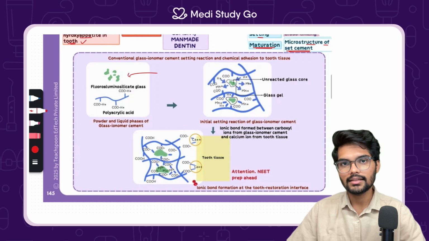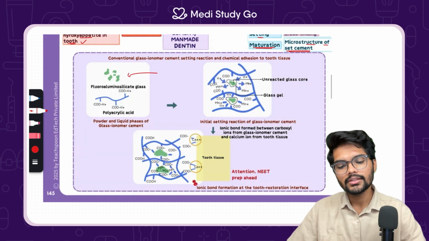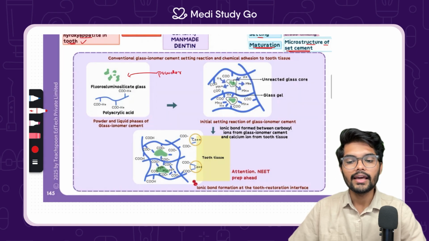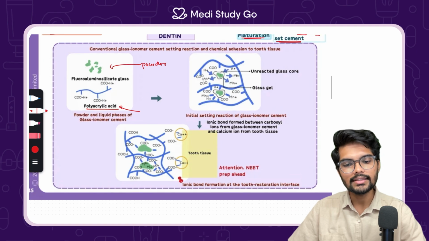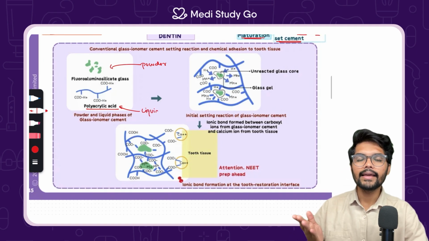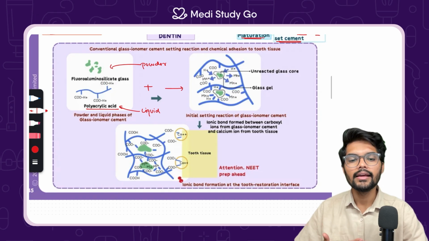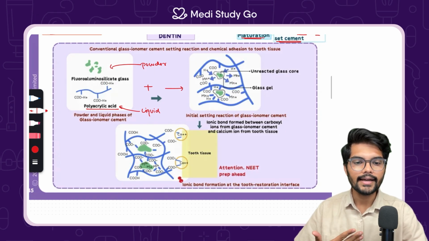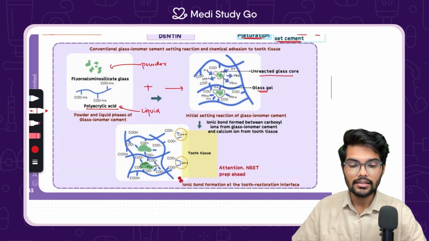So here in this diagram we can see the setting process. In the first diagram you can see powder, which is FAS glass on the top, and liquid polyacrylic acid. When both of these are mixed, we get a gelation kind of a core, which is basically formed of unreacted glass core, and it is obviously surrounded by the glass gel.